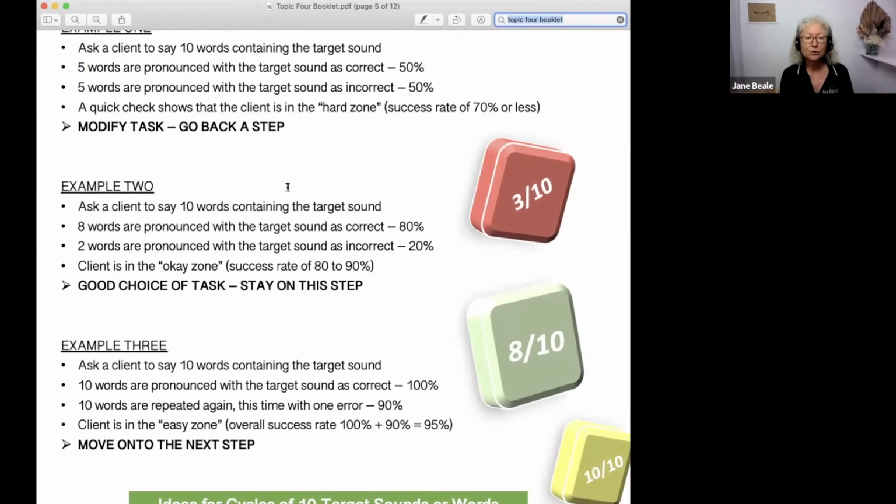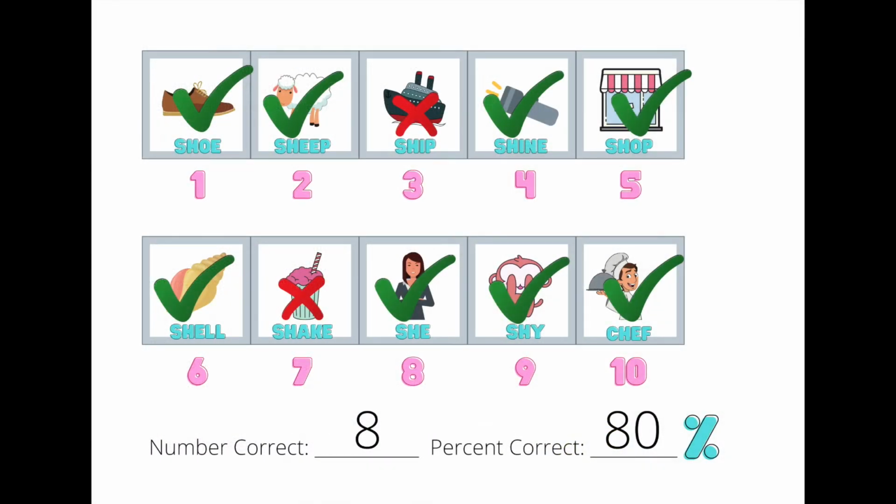In example 2, we're going to ask a client to say 10 words containing a target sound. And now 8 words will be pronounced correctly. So they're getting 80% right. 2 words are pronounced incorrectly. So they're getting 20% wrong.